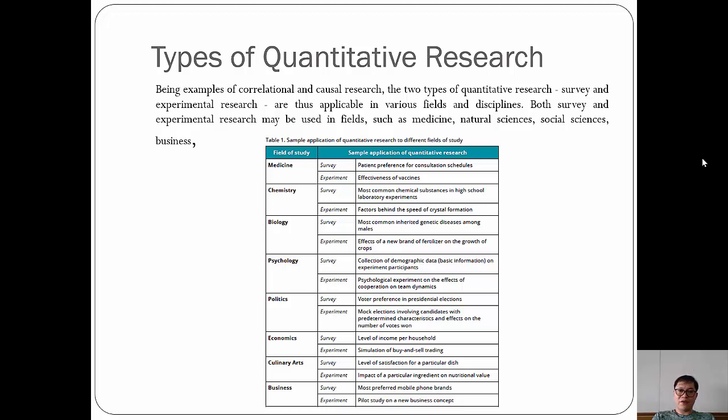So on the medicine field, survey. When you conduct a research based on a survey, you have patient preference for consultation schedule. Medicine, that is survey. Patients, okay? Preferences. Okay? But on the experimental side, on a medicine, effectiveness of the vaccine. On experimental side, it's either the doctor, it's what? Effective in his... what?